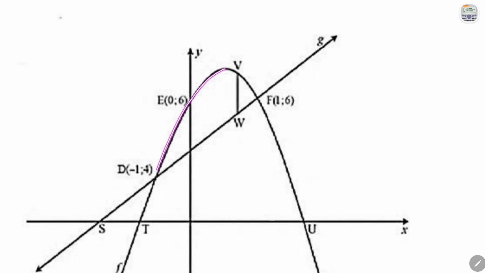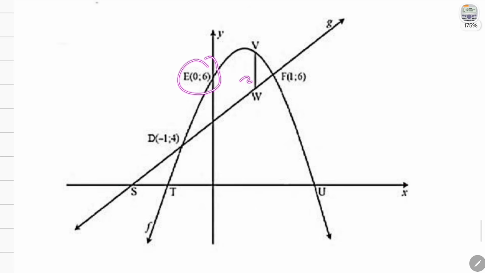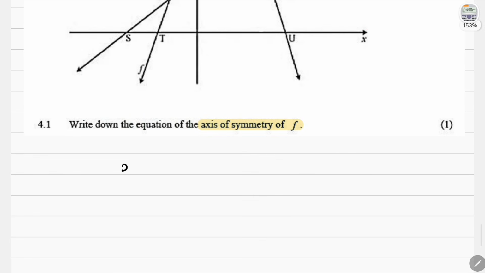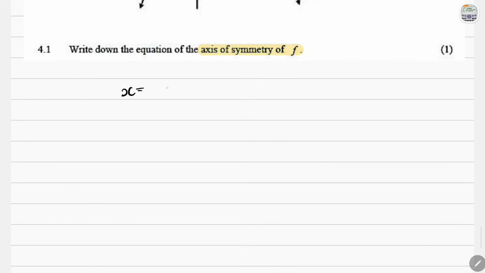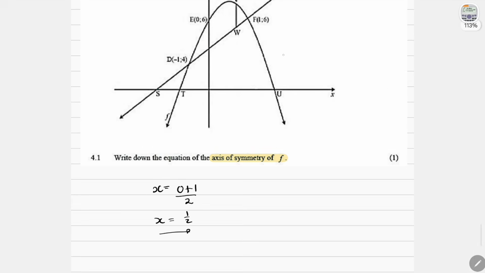What the parabola does on this side, it does the exact same thing on this side. So if this is the axis of symmetry, then the distance from this line to this point will be exactly the same as from this line to this point E. So just find the midpoint of the x values. We say x is equal to 0 plus 1 divided by 2, and so x is equal to 1 over 2, and that is our answer. Moving on to the next question.